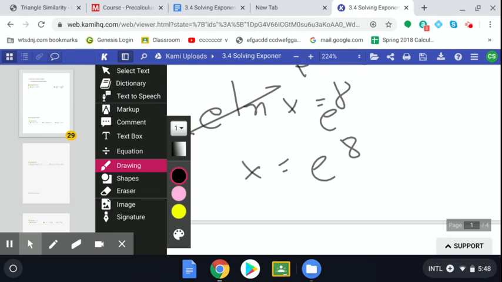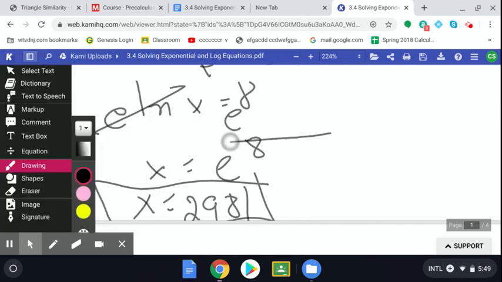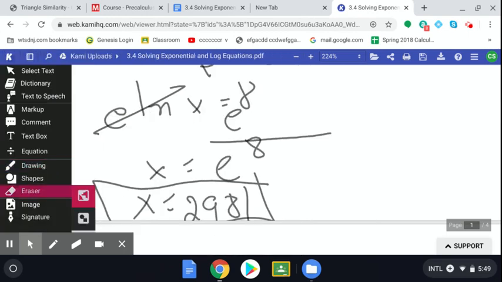Okay, so now when you evaluate e to the 8th power, you can just put that on the calculator. And when you put that on the calculator, you should get about 2981. So x is equal to 2981. Okay?